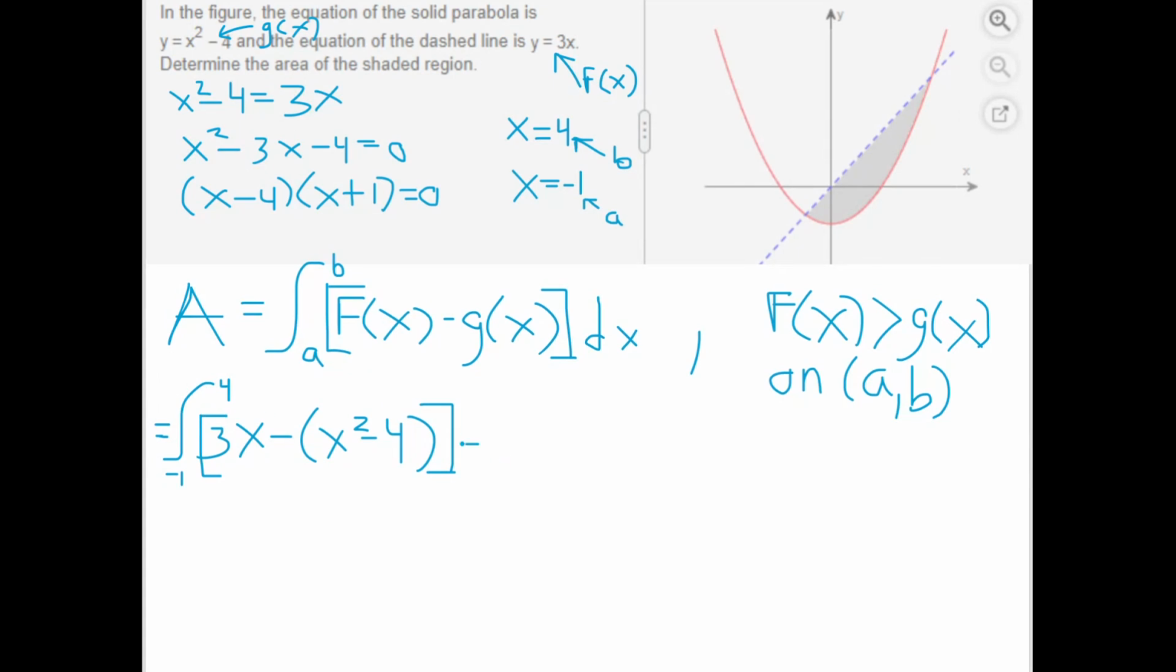And then dx, since we're integrating with respect to x. Okay, so let's just clean this up a little bit. So it's from -1 to 4, 3x minus x squared, and then minus minus is going to be plus 4, and then dx.